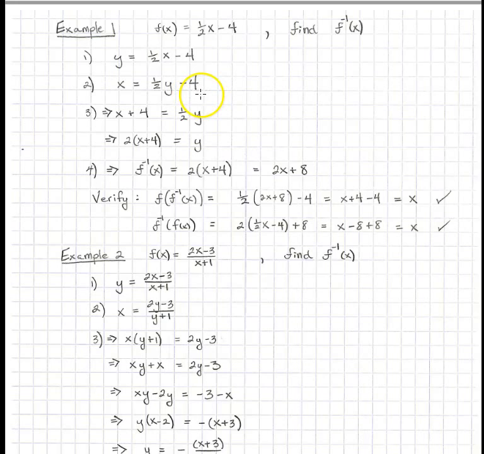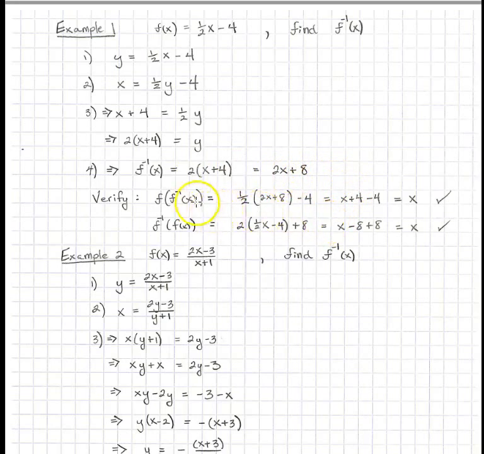Then we simply solve for y. So it becomes an algebraic equation that we want to solve for y. So first thing I'll do is I'll add 4 to both sides to get x plus 4 equals 1/2 y. Then multiply both sides by 2. So I get y equals 2 times x plus 4. So that then is my inverse function. This new y is my inverse function. So f inverse of x equals 2 times that quantity x plus 4, or 2x plus 8.